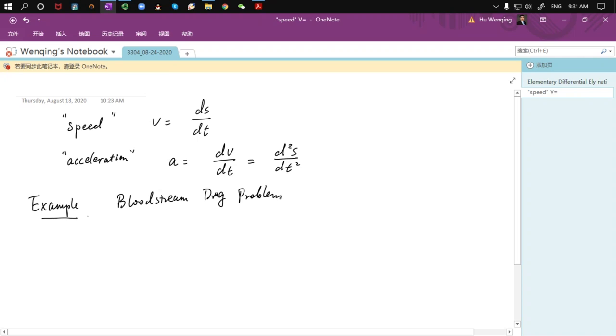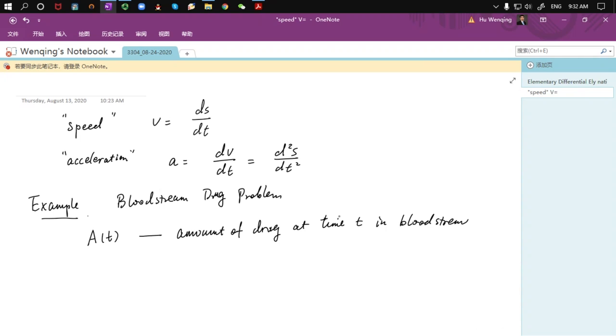Okay, so how do you do that? So you are going to assume that the amount of drug in the person's bloodstream at time t, right? So let's suppose this amount is denoted by A(t).